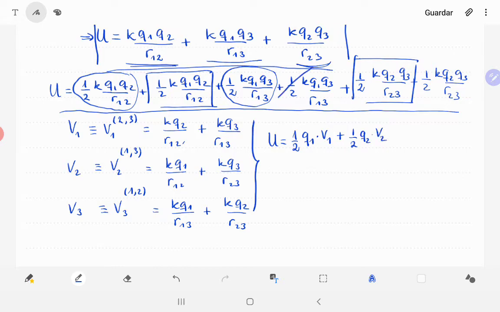Okay, and these two terms here are 1/2 of Q3 times V3. Okay, so now we've ended up with an expression which is much easier to put in a compact form.